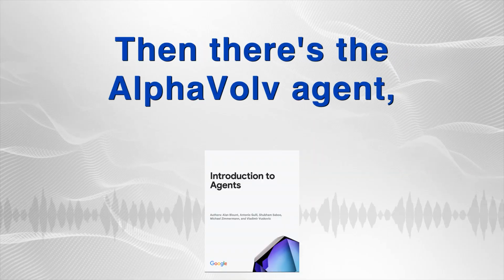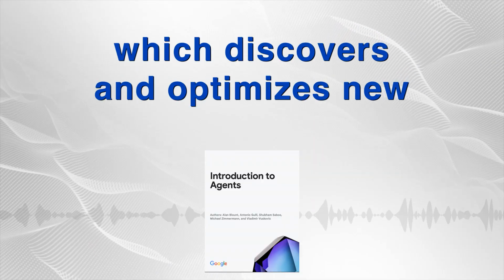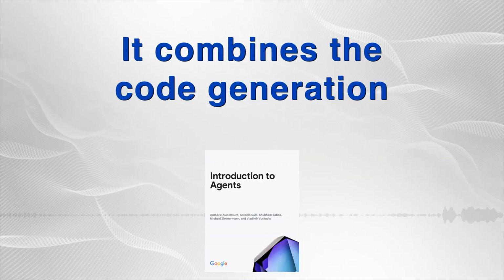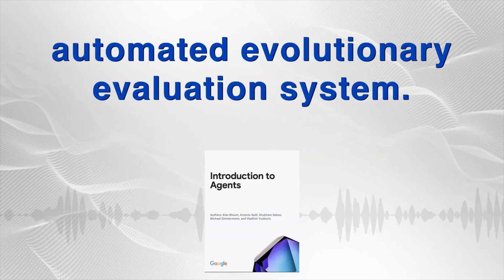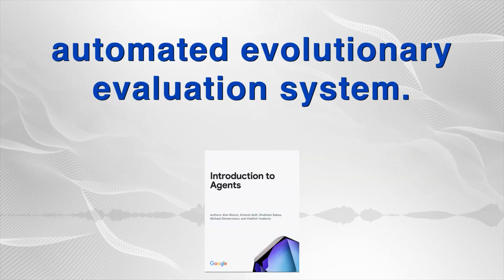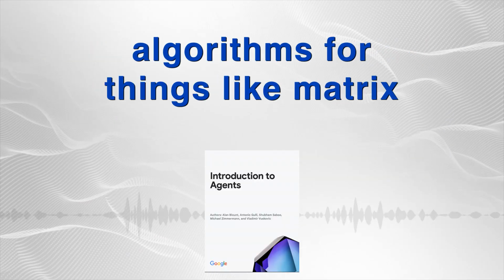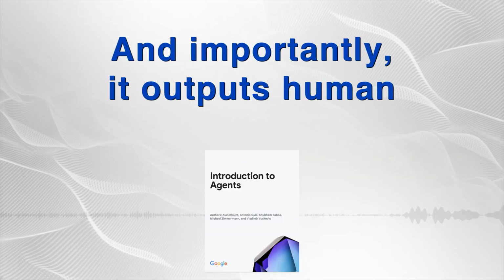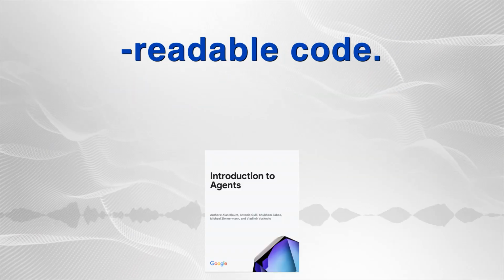Then there's the AlphaEvolve agent, which discovers and optimizes new algorithms. It combines the code generation of language models with an automated evolutionary evaluation system. It has already found faster algorithms for things like matrix multiplication, and importantly, it outputs human-readable code.